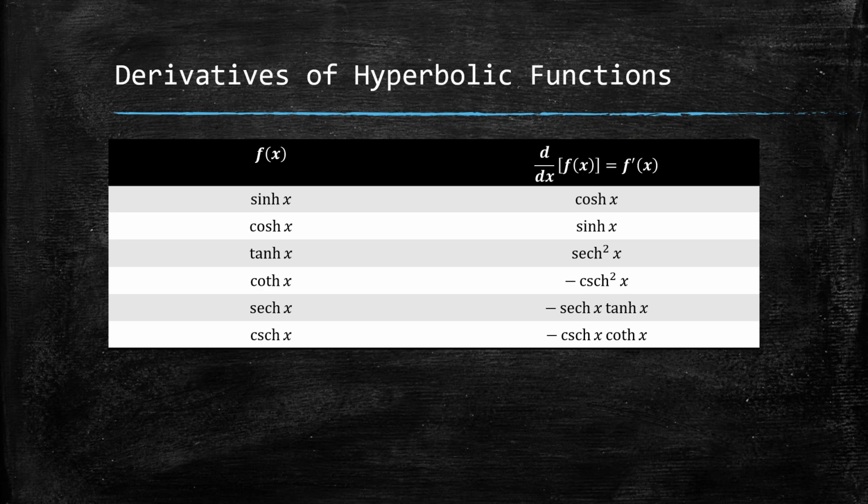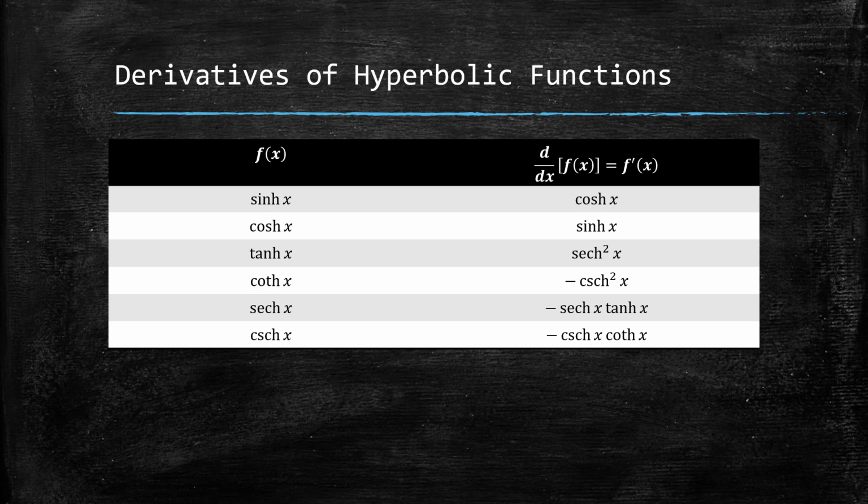From this table, you can see that the derivative of the hyperbolic sine function is the hyperbolic cosine function. The derivative of the hyperbolic cosine function is the hyperbolic sine function. The derivative of the hyperbolic tangent function is the square of the hyperbolic secant function. The derivative of the hyperbolic cotangent function is the negative of the square of the hyperbolic cosecant function.